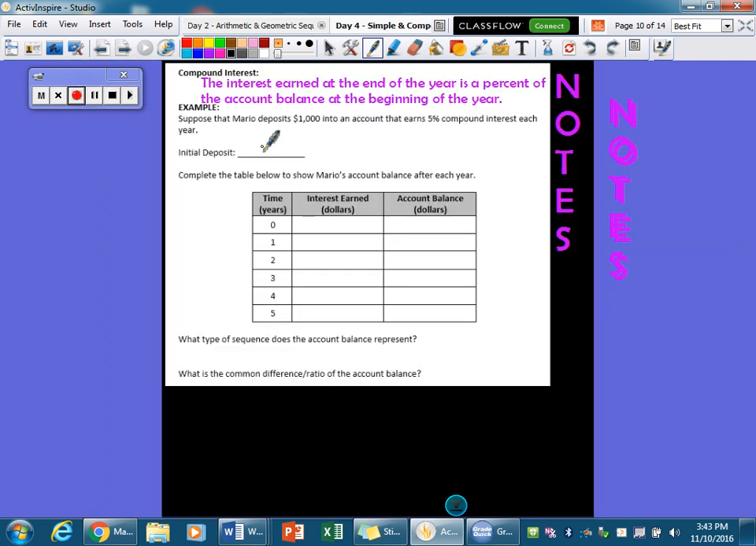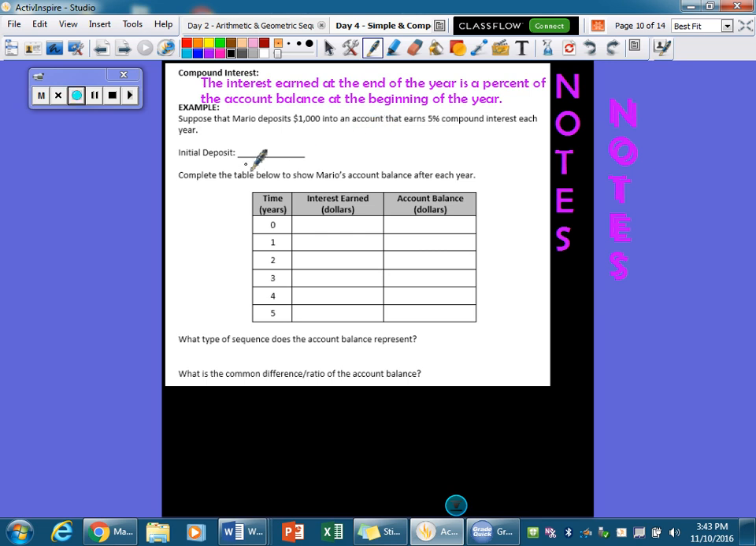and we're going to do compound interest. Okay, so compound interest, the definition is already up here. This one's a little bit different than simple. The interest earned at the end of the year is a percent of the account balance at the beginning. So it's not always on your initial amount now. Now it goes with whatever's in there. So the interest you earned last year earns you more interest for the next year. It's kind of cool where it just keeps changing like that.